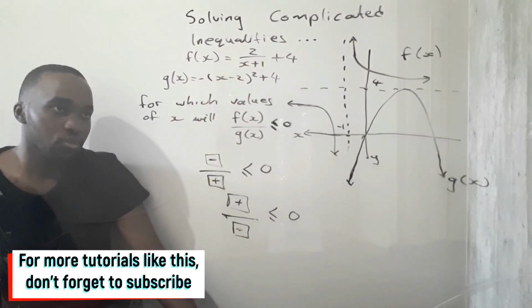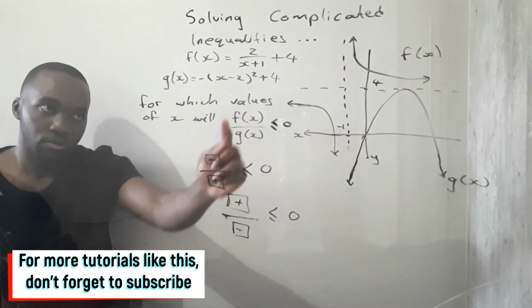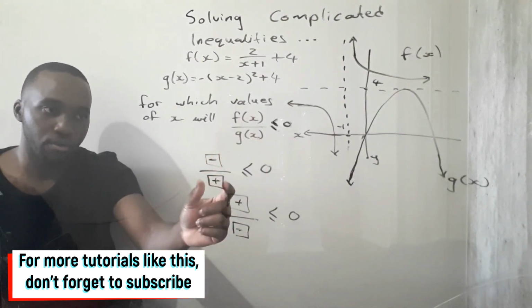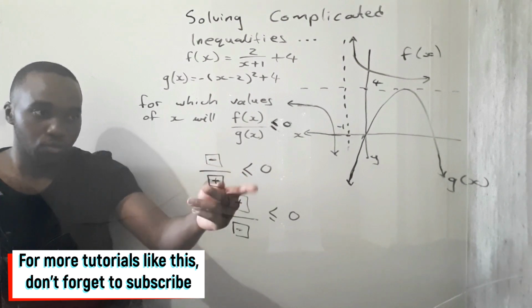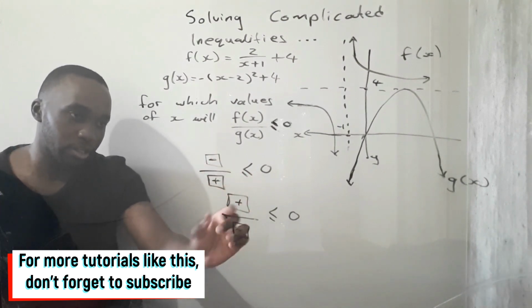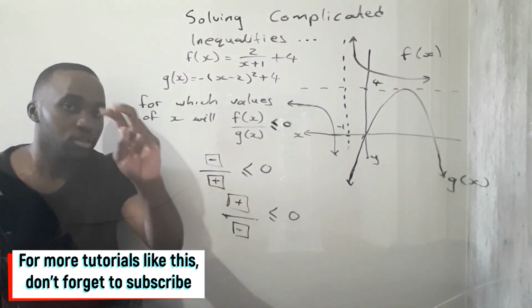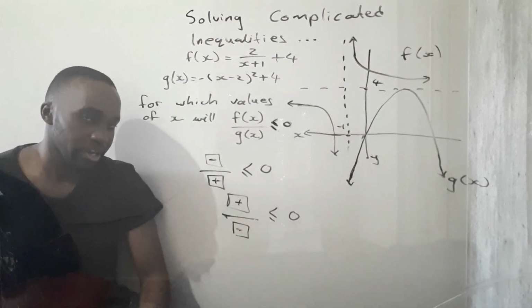You see, we want to look out for cases where the top graph is negative while the bottom one is positive. And we want to look for the reverse scenario. We want to look for cases where the top one has positive y values, while the bottom one has negative y values.